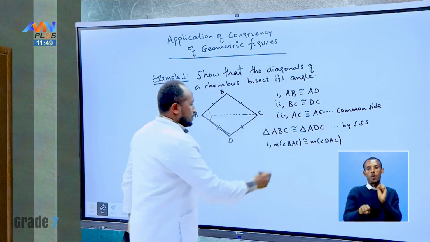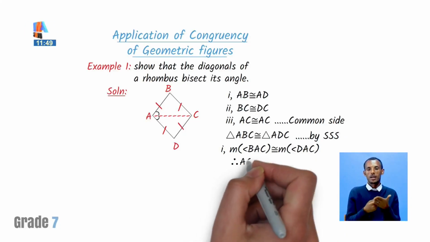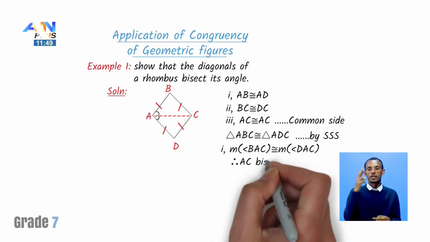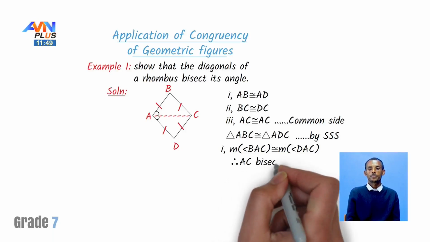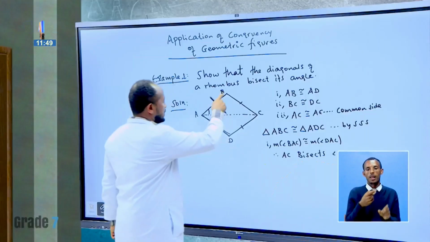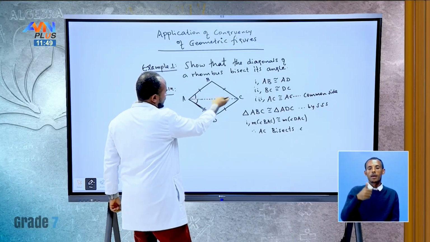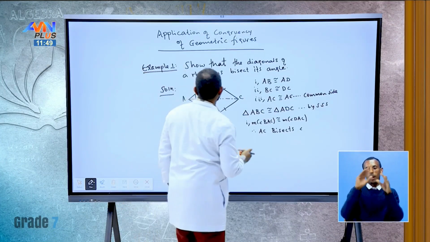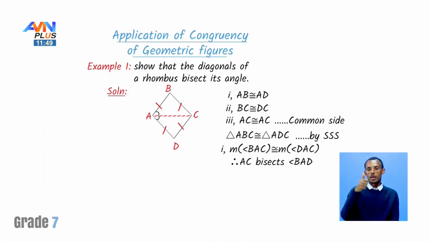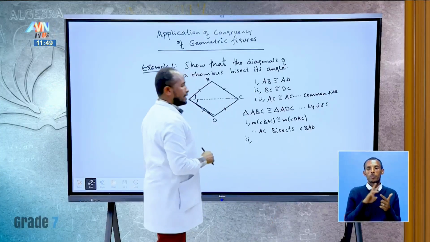So you can conclude that diagonal AC bisects angle BAD. This total angle is bisected into two equal parts by this diagonal. Again, we can see this angle.